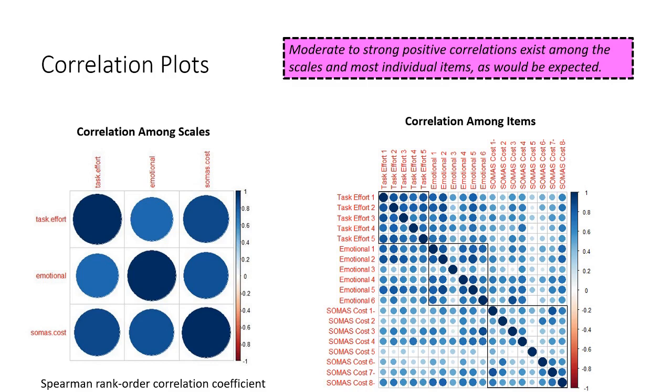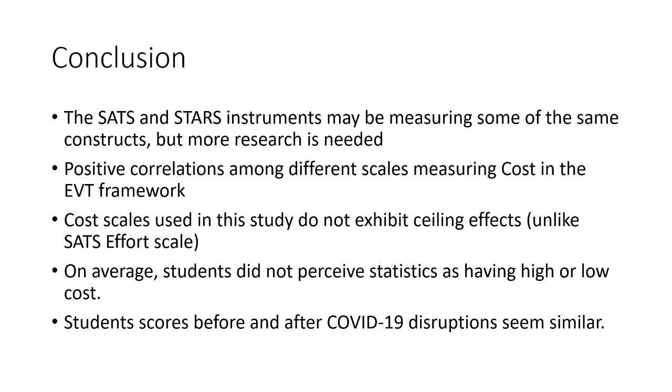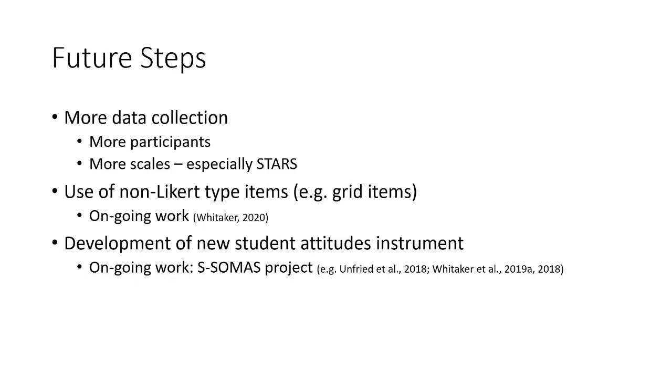So in conclusion, students don't seem to have high cost or low cost perceptions. They seem to be sort of in the middle. And it seems like we might have some scales to use that don't exhibit ceiling effects, but we need to do more research, collect more information, and there's some ongoing work.